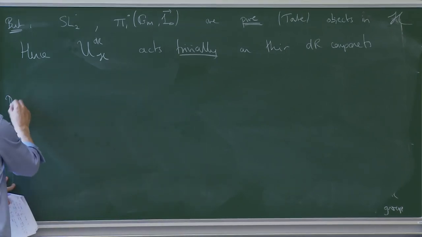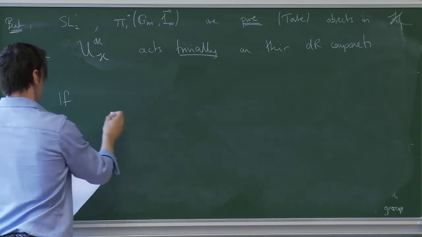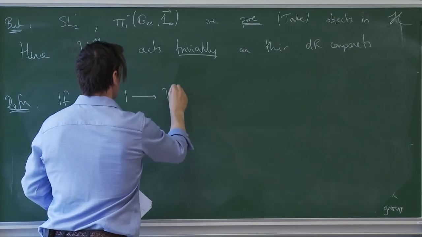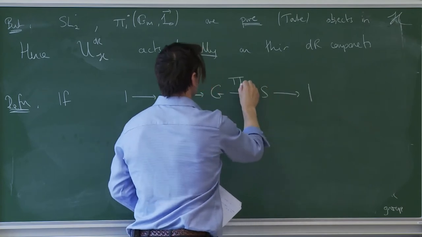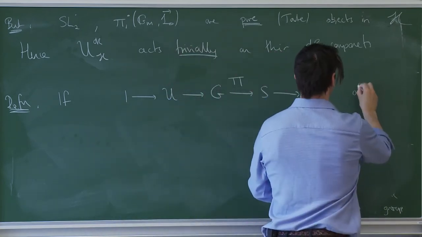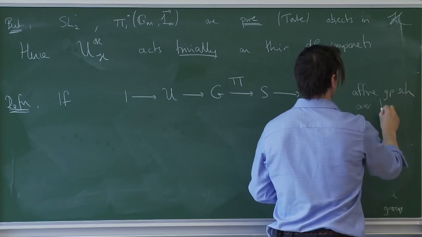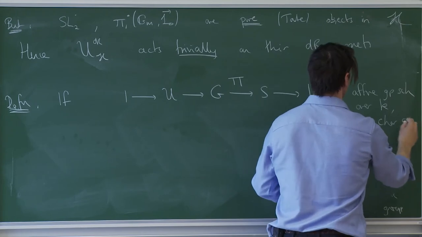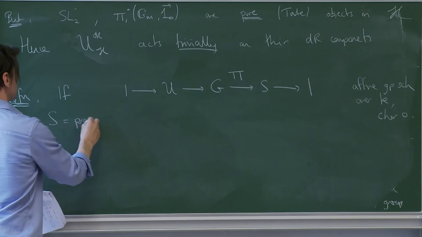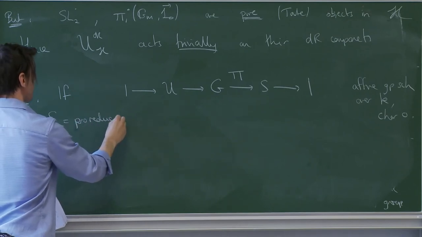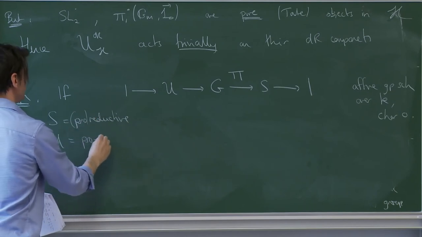Okay, so now definition. If I have an exact sequence of affine group schemes over K, where K has characteristic zero, and S is reductive or pro-reductive, and U is pro-unipotent.